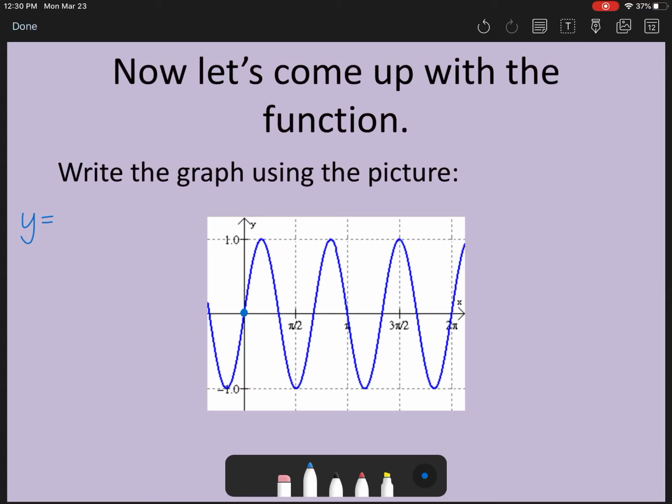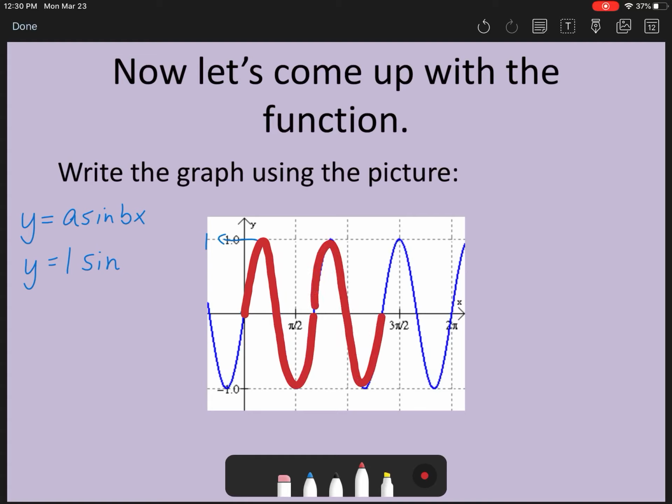Okay, so I'm just going to start with the formula y equals a sine of bx. Okay, we know looking here that the amplitude is 1. Okay, and b, remember that b represents the frequency. How many sine curves do we have going from 0 to 2 pi? 1, 2, 3. Okay, so that means that the b value is 3, and that's x.